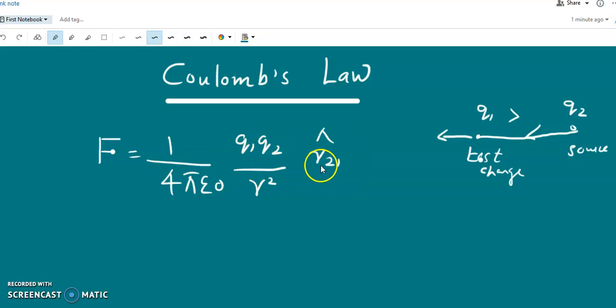The unit vector is always such that if the force is acting on Q1 due to Q2, it is along R21. So the extra negative sign, if the charges are of the opposite sign, comes in the magnitude.